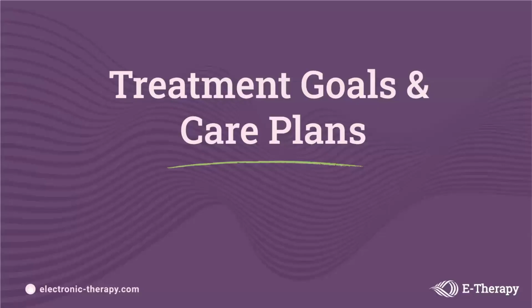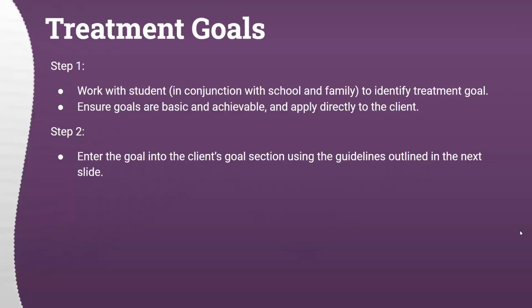For both treatment goals and care plans, the template you follow will vary based on the client. For example, if they are a student or staff member, and if they have a release of information on file or not. During your initial intake with a client, regardless of if they are a student or staff, you'll begin to partner with them on an identified treatment goal. For younger students, we may use collateral information from the school and or the guardians to really identify what we are working on in treatment. These goals should be basic and achievable and apply directly to the client. We can always add additional goals as we reach initial treatment goals.